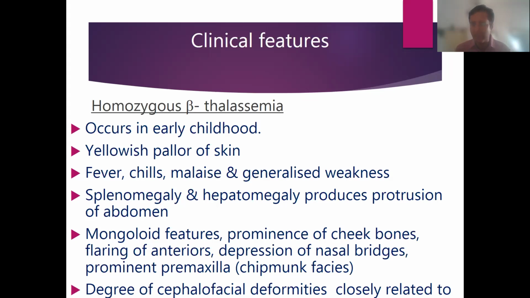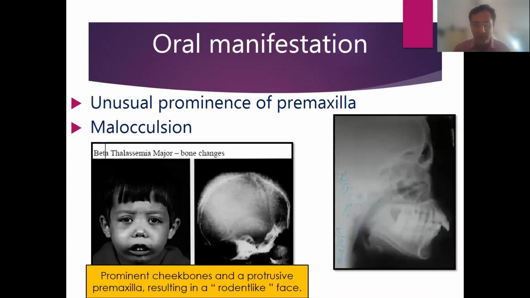Now, what are the clinical features? It is mainly found in childhood, with yellowish discoloration, if you see, at 12 to 14 years, fever, chills, myalgia and weakness. We will see splenomegaly, hepatomegaly, protrusion of the abdomen. Mongoloid features with prominence of the cheekbone will be there, flattening of the nasal bridge, protrusion of the premaxilla, chipmunk face will be there, and depression of the nasal bridge. Cephalofacial deformity is closely related.